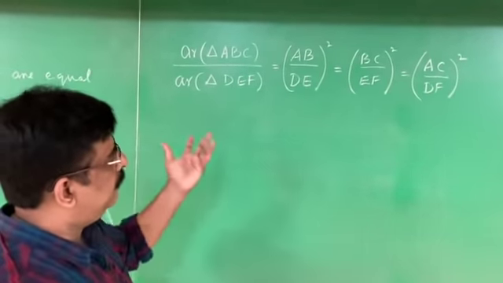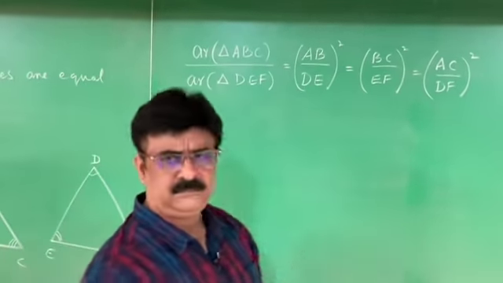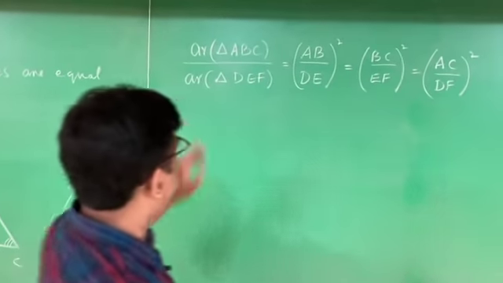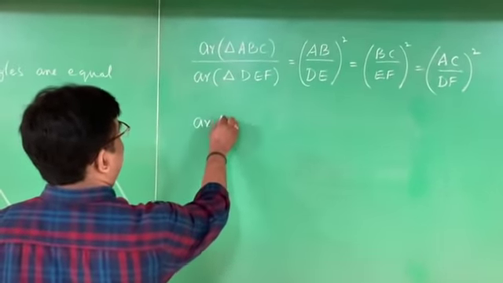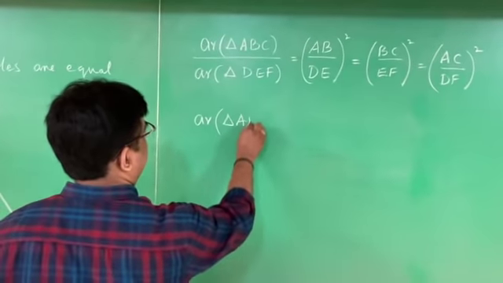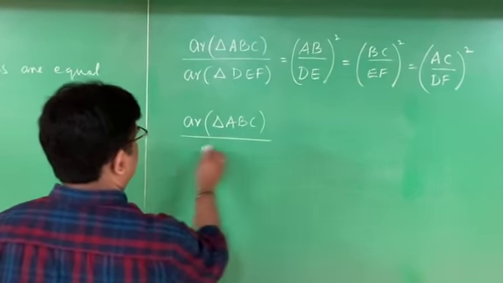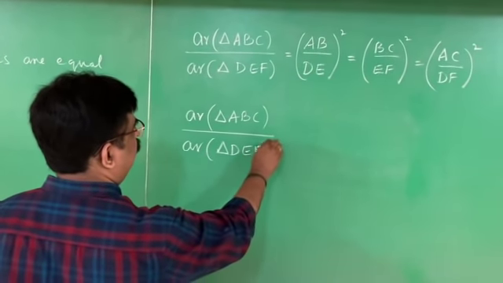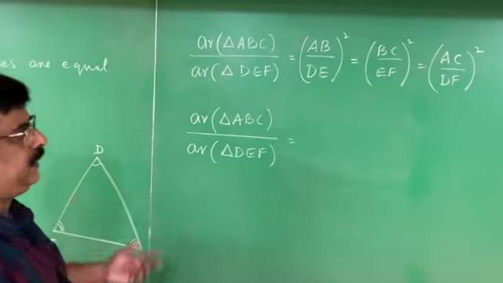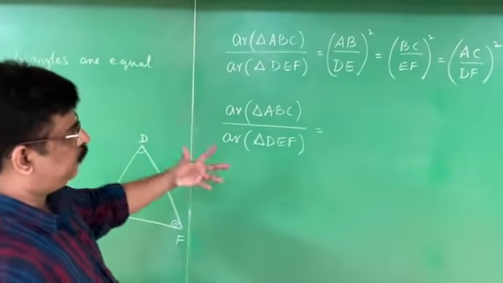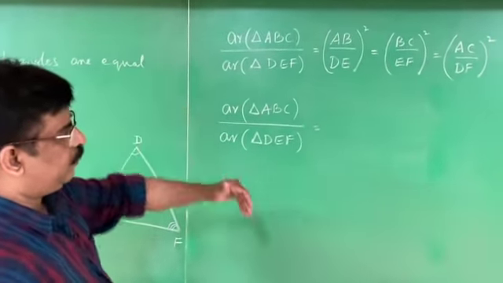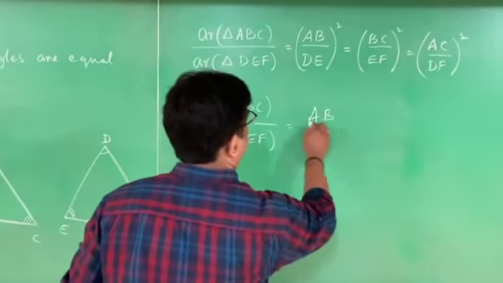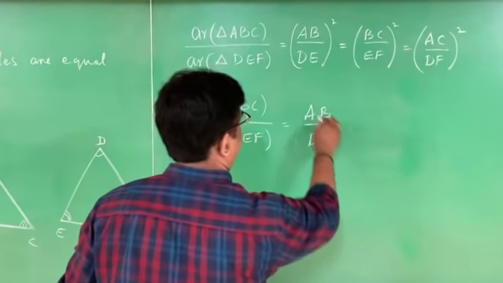I apply the theorem. Now I pick any one ratio, because there is nothing specific in the data. Area of triangle ABC by area of triangle DEF. You have to understand the beauty of mathematics here. Simple it is. By a very simple trick we can prove that a similar triangle becomes a congruent triangle if areas are equal. I pick one thing: AB by DE whole square.